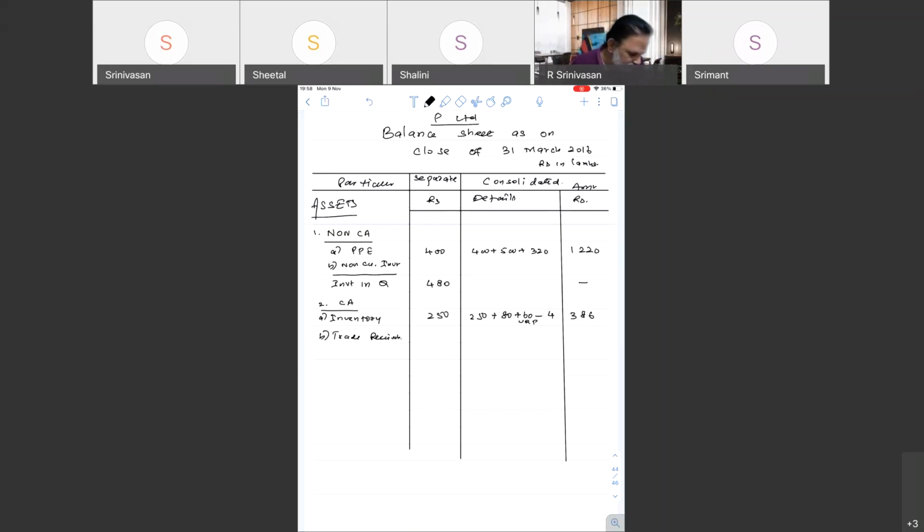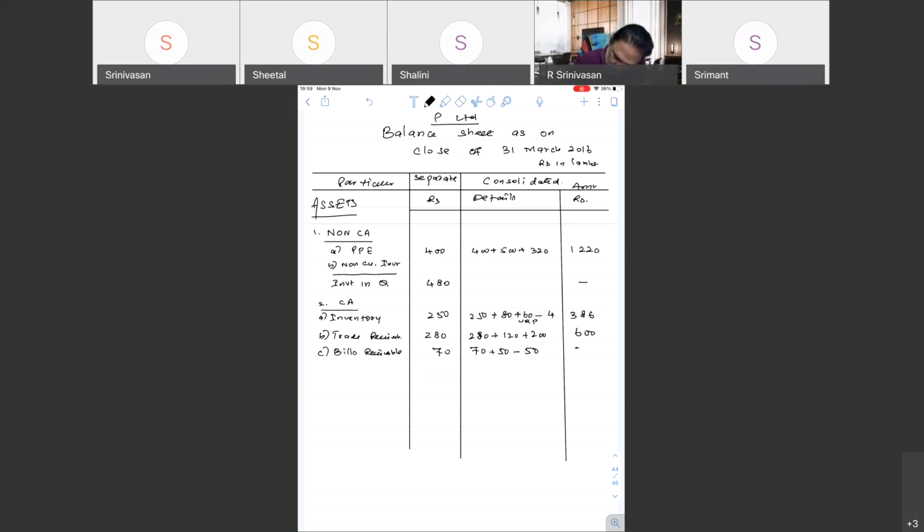Then trade receivables. There is no mutual, so we just have to write our own. So for 280, this 280 plus 120 plus 200. So the total is 600. Okay. Then bills receivable. Bills receivable is 70, and here 70 plus 50 minus 50.